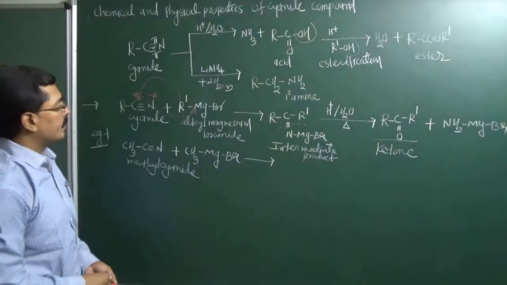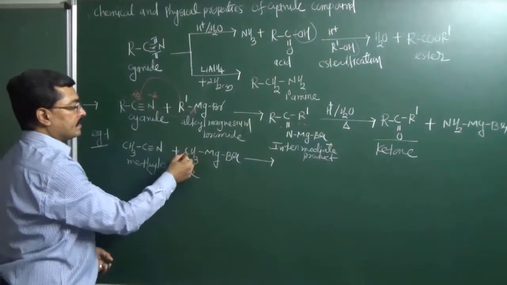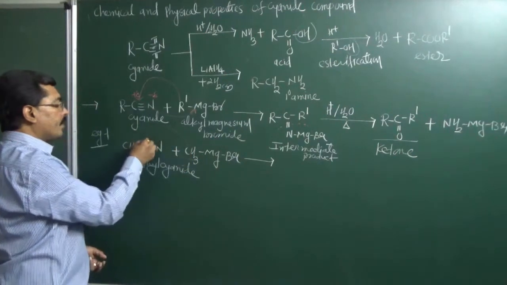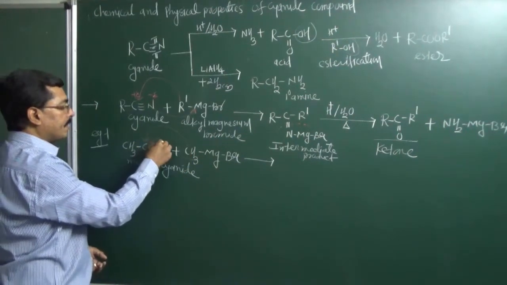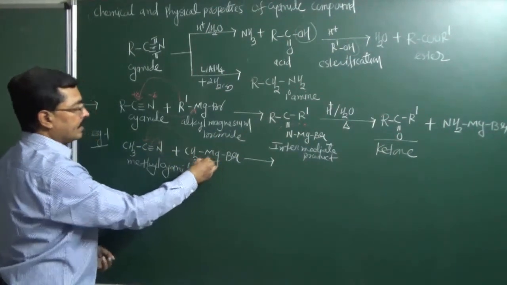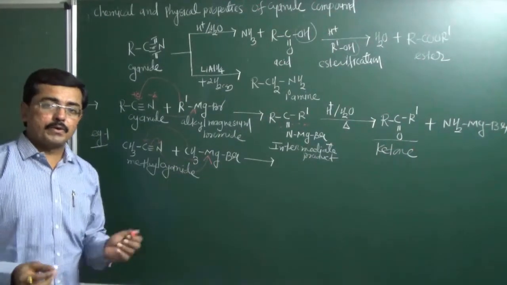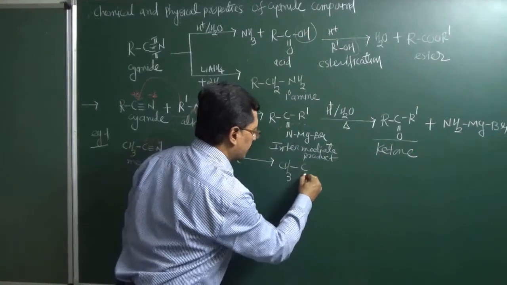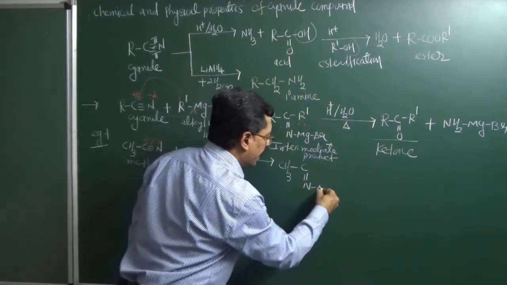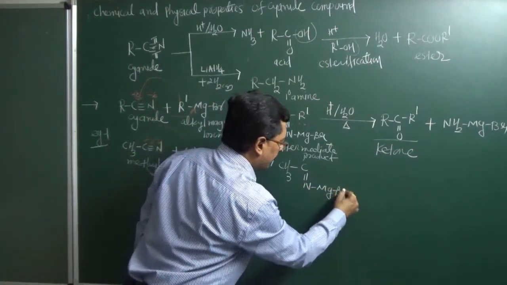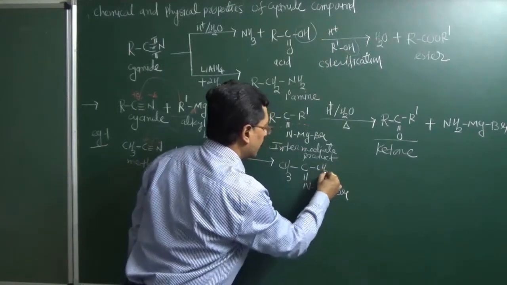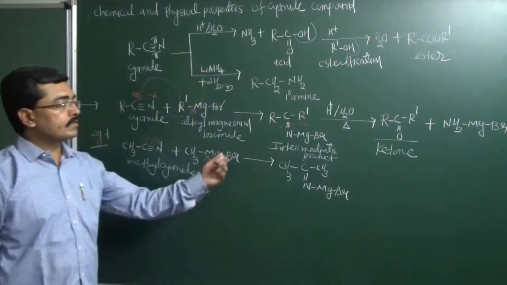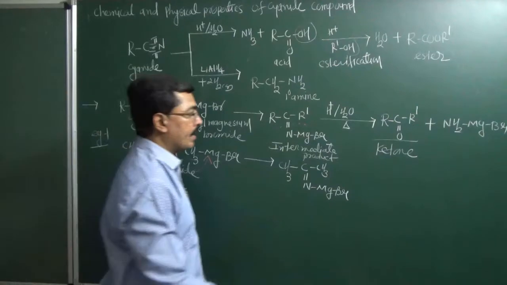So when the reaction occurs, we know very well this alkyl group will be added on carbon, this pi bond will break, its electron will go on nitrogen, and nitrogen donates its electron pair to magnesium. So now we will get this type of structure, CH3C double bond N MgBr, and the methyl group is added on carbon. Now whatever structure is obtained, it undergoes hydrolysis.